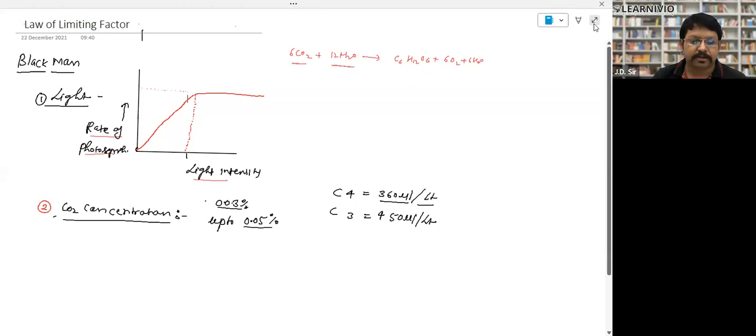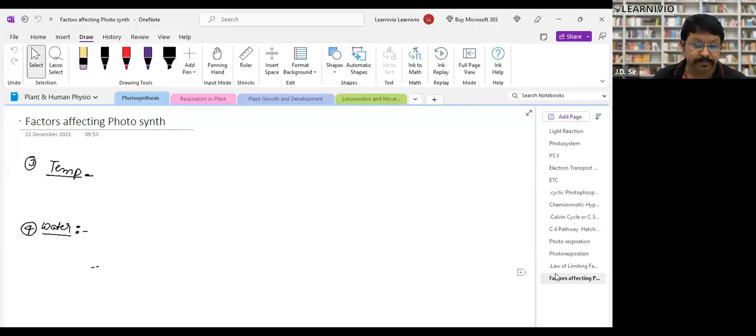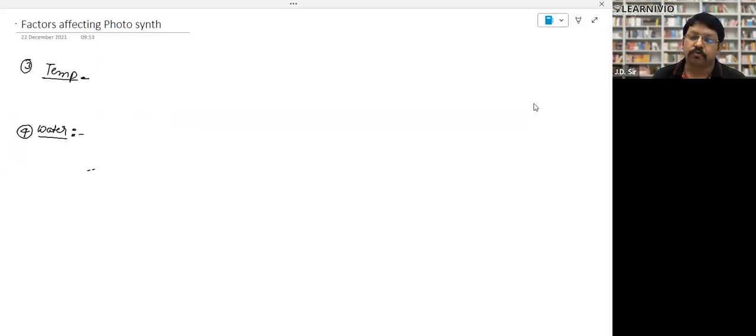And next, that will be temperature and water. If you increase the temperature, photosynthesis will increase, but after a particular limit, it won't. Water: if you increase the water amount, photosynthesis will not increase. But if you decrease the water amount, the rate of photosynthesis will decrease, right? So these are the factors which affect photosynthesis. Factors are also important, right? So this was all about the photosynthesis chapter.